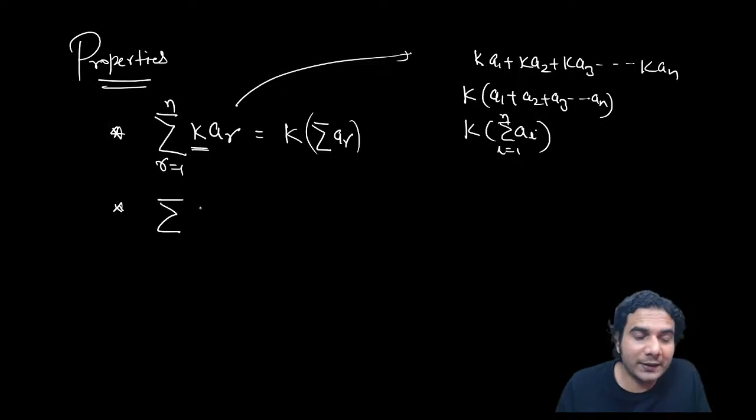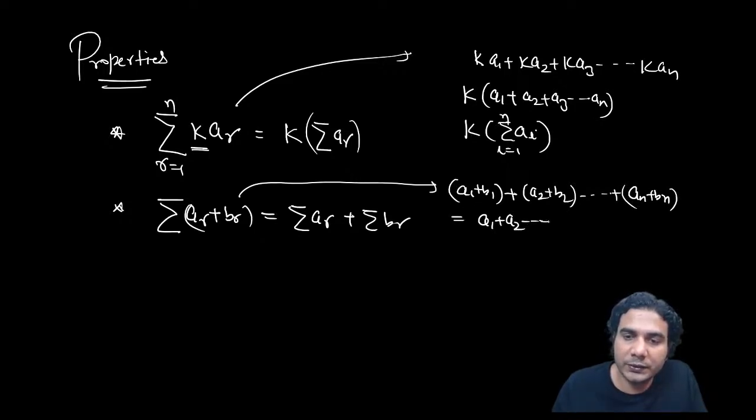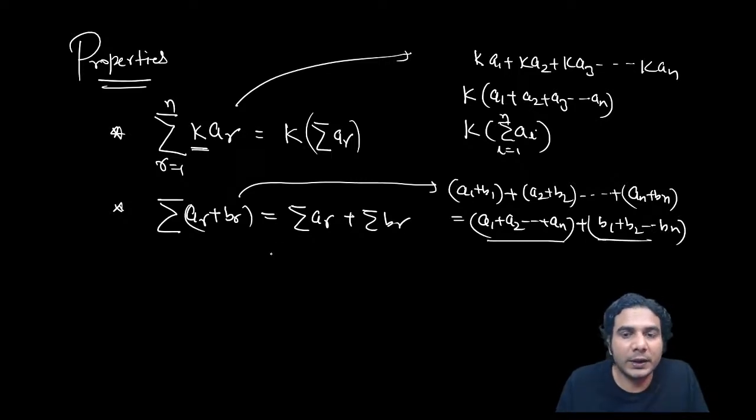The second property is, if you have sigma of ar plus br, suppose you have two terms. If you want to distribute sigma, obviously you can distribute it. You can add the series separately: sigma ar plus sigma br. If I expand it, you can understand it easily. This was actually a1 plus b1 plus a2 plus b2, and so on up to an plus bn. So if you take the first part, that is a1 plus a2 and so on up to an, plus the second part, b1 plus b2 and so on up to bn. So this is the series. I hope you have got it.